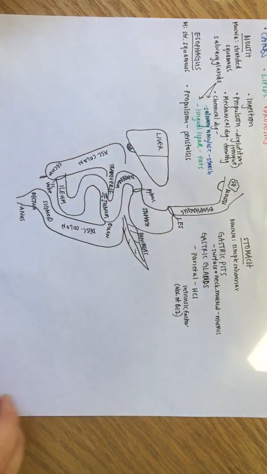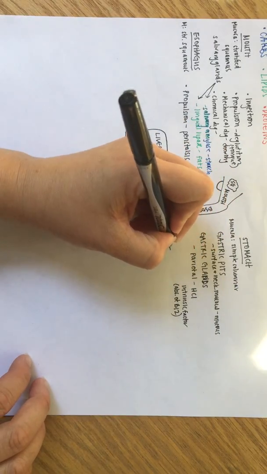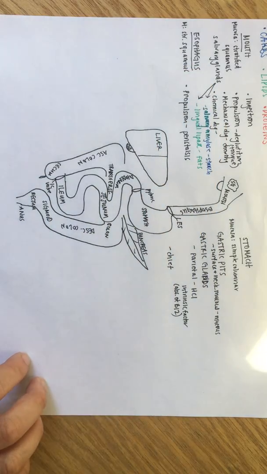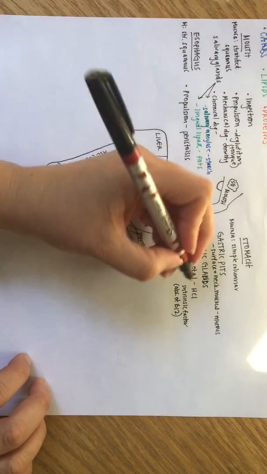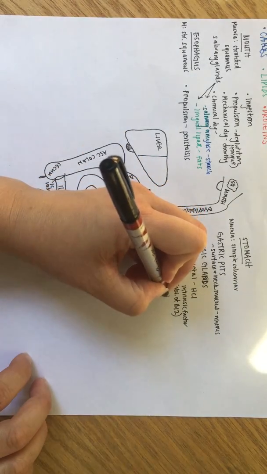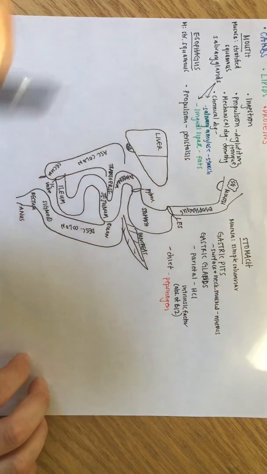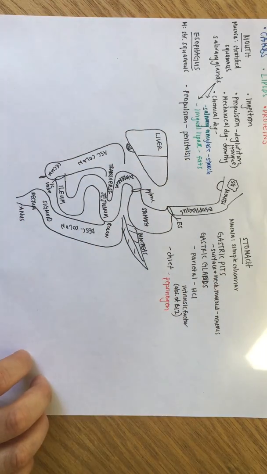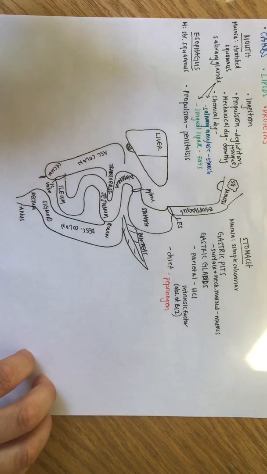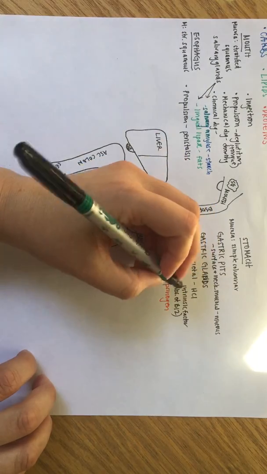All right, so we then also have cells called chief cells. And the chief cells are going to make two important enzymes that we care about. So the first one, I'm going to draw it in red, is called pepsinogen. And so pepsinogen is actually the inactive form of an enzyme that will digest proteins. And we'll talk about that in a minute. All right, and then we're also going to secrete something called gastric lipase.